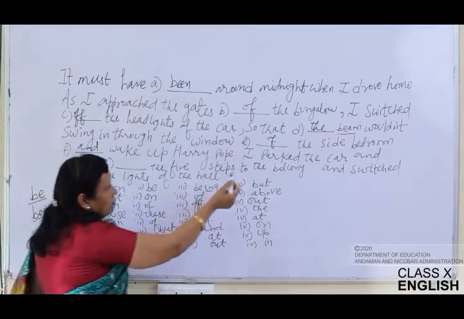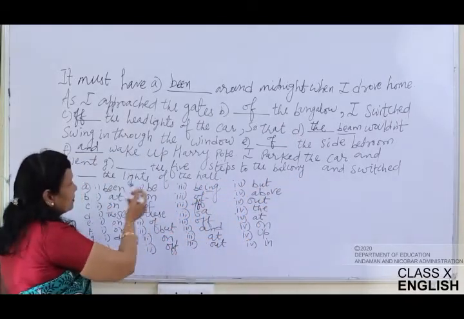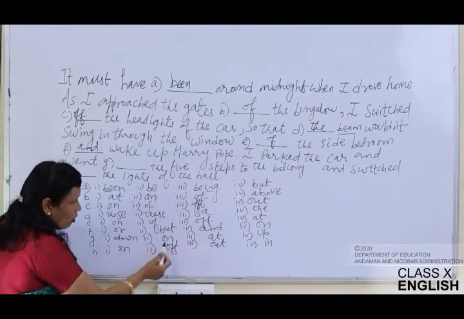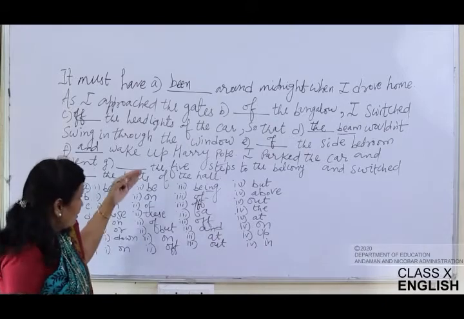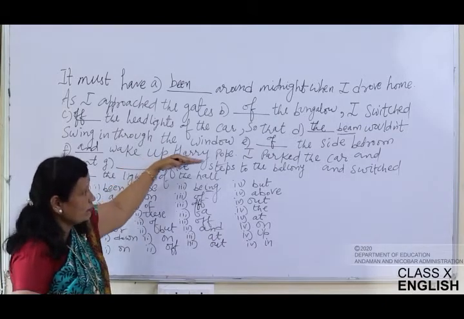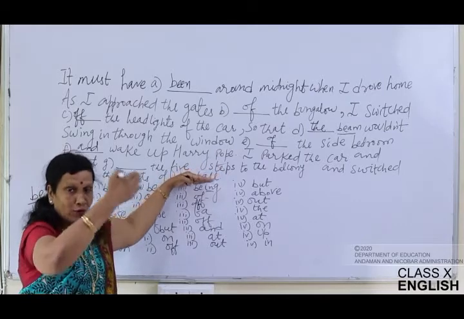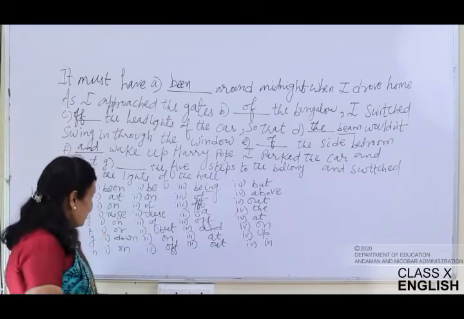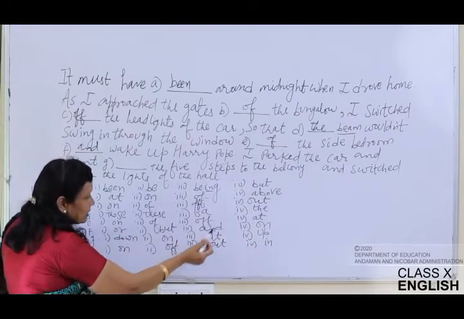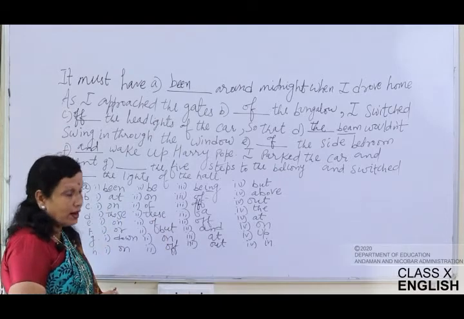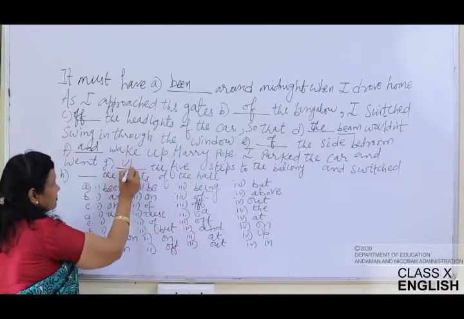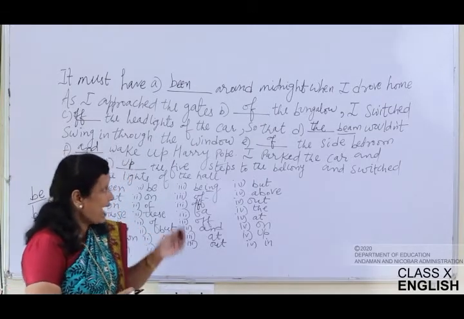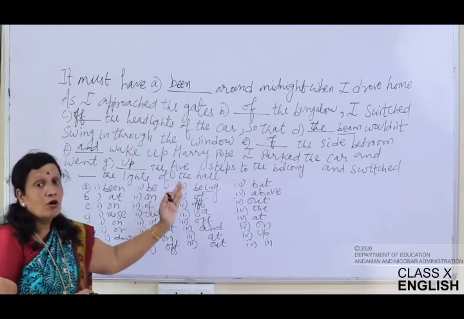Okay. I parked the car and went the 5 steps to the balcony. Now, look at the options here: down, on, at, up. Here it is written the 5 steps. So, what do you do? You climb or you go up the steps. Since he was going up, so what will we use here? Went up the 5 steps to the balcony and switched the lights of the hall.